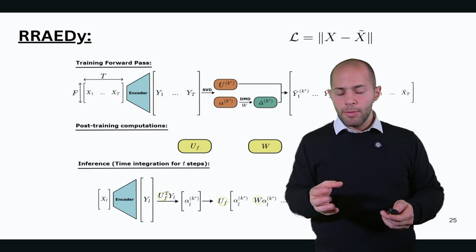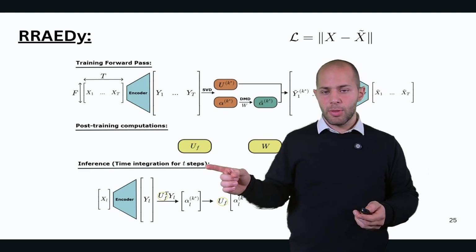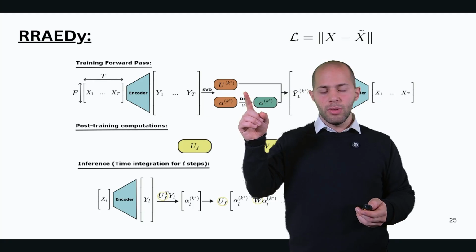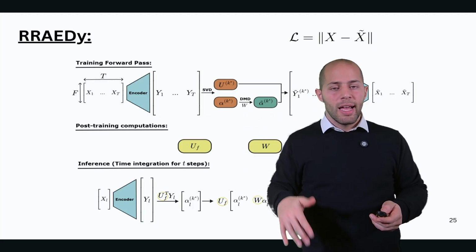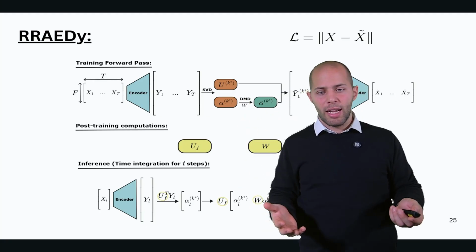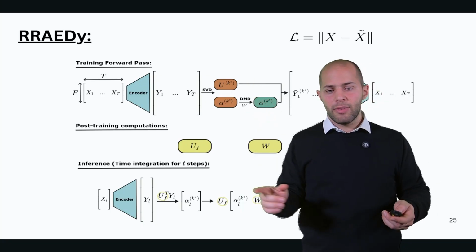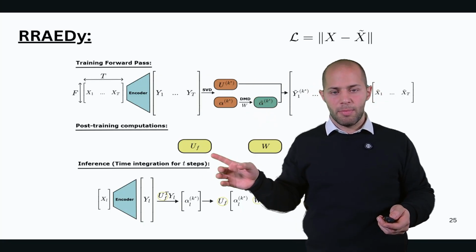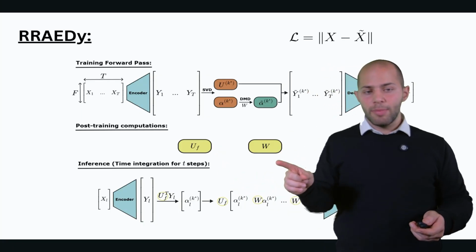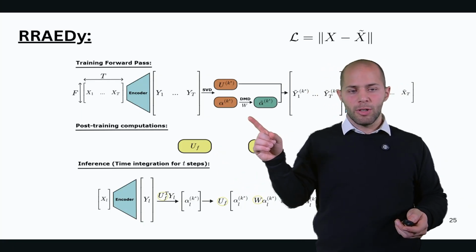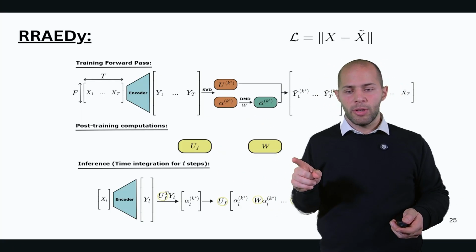Once training is done, you're going to compute a common basis that we're going to call UF. So as you see here, U is just the basis that you find during training. And so if you're doing batches, every batch that you're going to have is going to have a different basis U. So basically, after training, you can find a common basis, UF, as presented in the paper, and you can find a common DMD operator W. So the W that we had here for batches, now you can find a common W operator there.